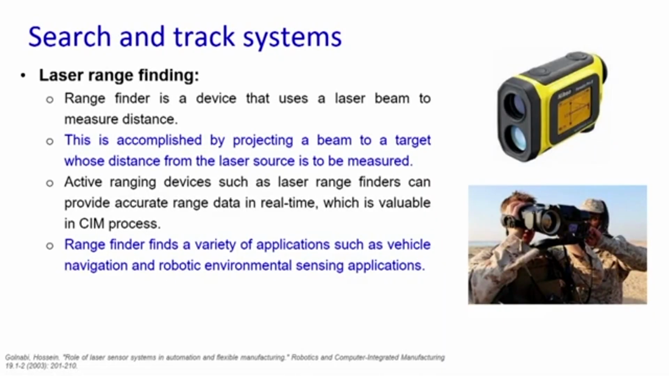Lasers are not only recognizing the moving objects or flying objects, they are also helping us to find out the range. A range finder is a device that uses a laser beam to measure distance. It is not only recognition; to compute the distance as well, we are using the laser based system. This is accomplished by projecting a beam to a target whose distance from the laser source is to be measured.